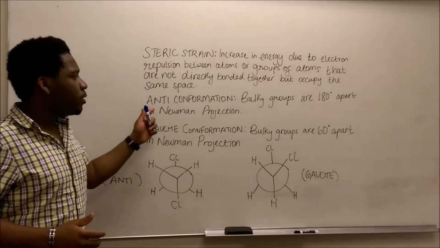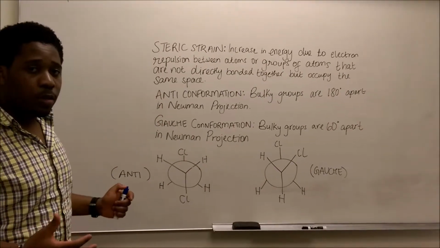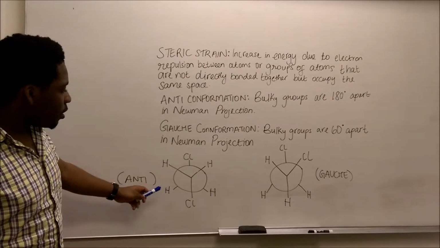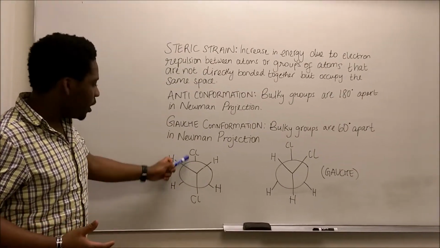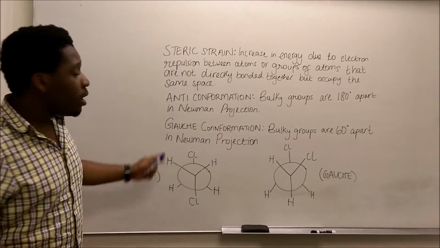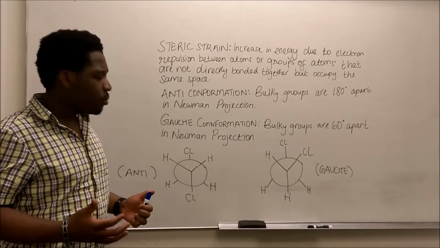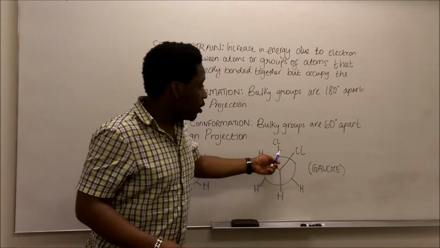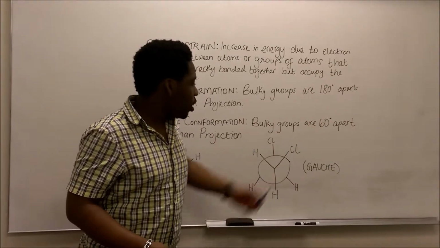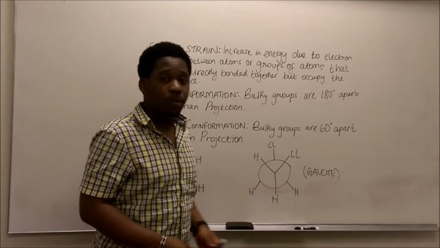Now let's talk about the anti conformation. This is when the bulky groups are 180 degrees apart from each other. This is an example here. You see the chlorine atoms are the bulky atoms here, and they're 180 degrees apart from each other. Now the gauche conformation is when the bulky groups are 60 degrees apart from each other in the Newman projection. As we see in the example here, the chlorine atoms, which are the larger atoms, are 60 degrees apart from each other.